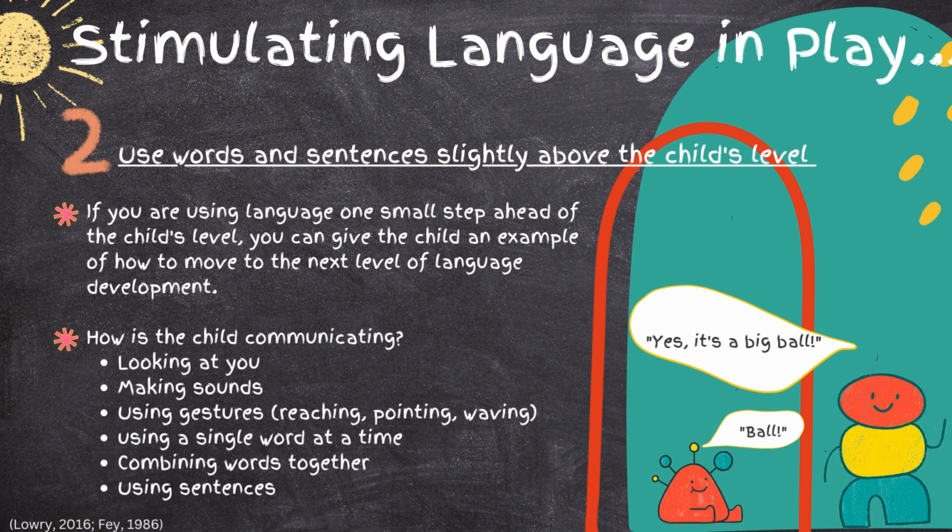So wherever they are on this scale, try to give them examples of what the next step looks like. For example, if the child is using communication without words by looking, making sounds or gestures, you could use language that's one small step ahead of them by using short and simple sentences. For example, a child could wave to their parent when they're leaving the centre, and you could say, "Yeah, Daddy's going," or "Bye, Daddy." If the child is using words or combining words into short sentences, you could be one step ahead of them by speaking in sentences that are slightly longer than the child's sentence. For example, if the child says "ball," you could say, "It's a big ball."